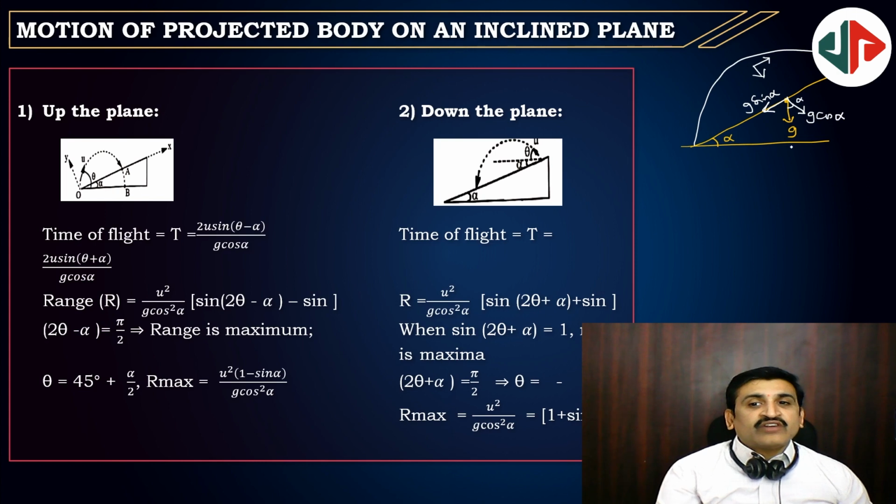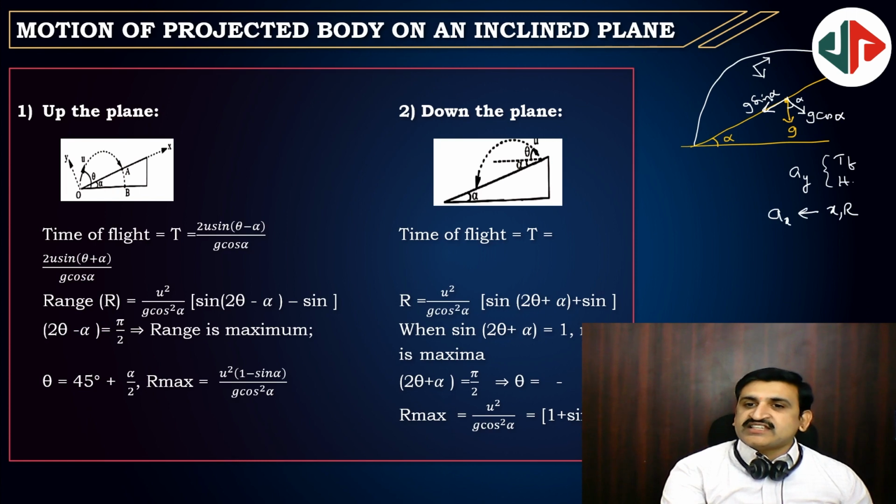Wherever you are talking about vertical direction motion, like time of flight and height attained, you have to think about vertical acceleration, and whenever you are thinking about displacement x or range, then you have to think about horizontal acceleration. So horizontal acceleration is g sin alpha with appropriate sign plus or minus, and g cos alpha also plus or minus. Time of flight, instead of 2u by g, here is 2u sin theta minus alpha by g cos alpha.